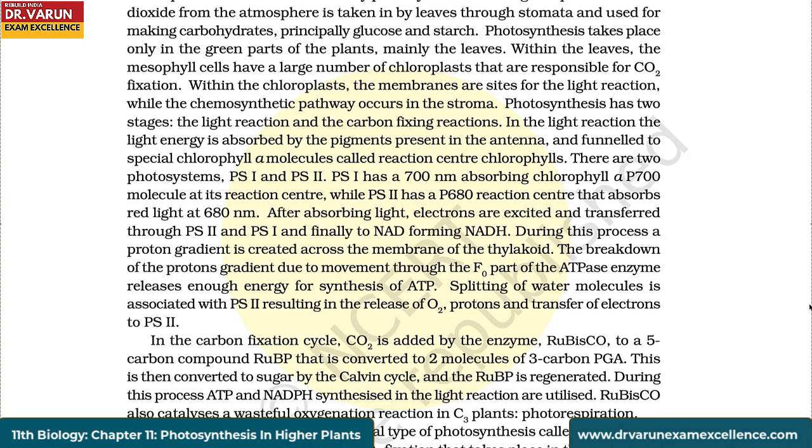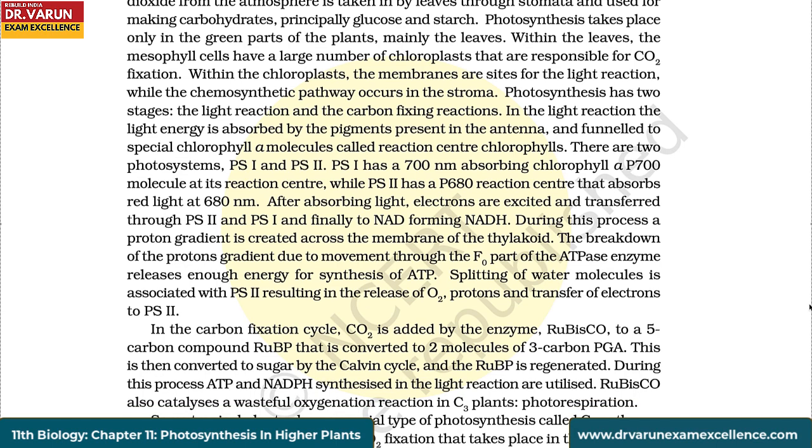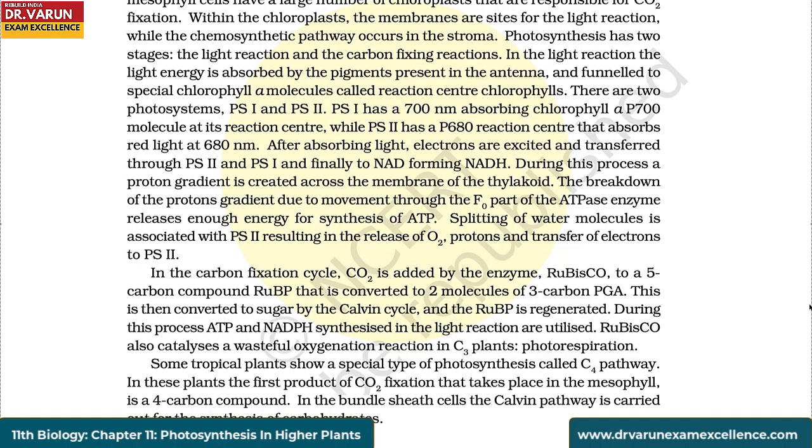Photosynthesis has two stages, the light reaction and the carbon fixing reactions. In the light reaction, the light energy is absorbed by the pigments present in the antenna and funneled to special chlorophyll A molecules called reaction center chlorophylls. There are two photosystems, PS1 and PS2. PS1 has a 700 nanometer absorbing chlorophyll A P700 molecule at its reaction center, while PS2 has a P680 reaction center that absorbs red light at 680 nanometer.